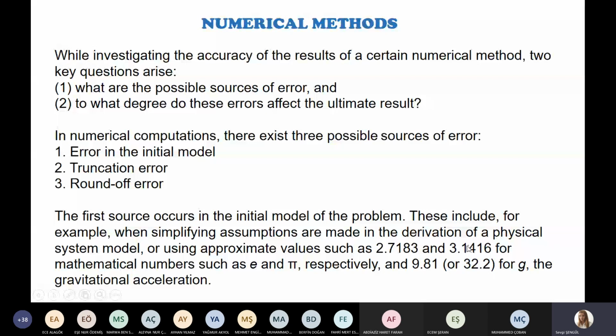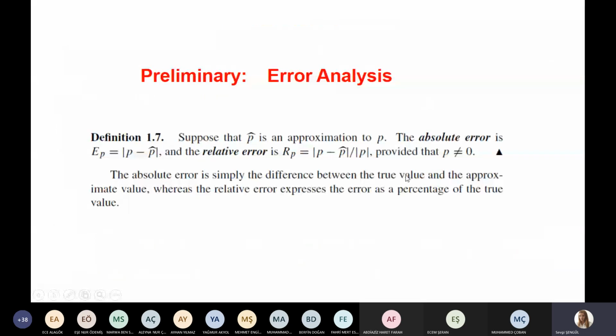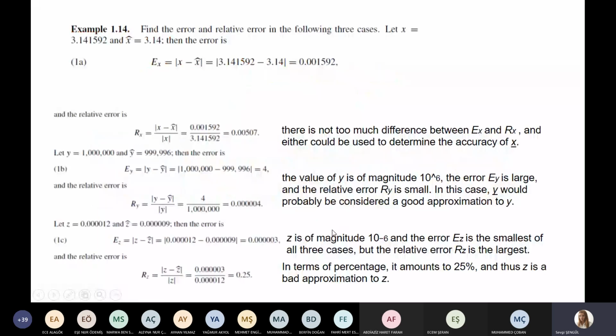Quantifying this error is easy. You can quantify it by checking the absolute error, which is just the difference between the real value and the numeric one, taking the absolute value. And the relative error is, again, the absolute error over the real value. So these are the easy ways to quantify the first kind of error.